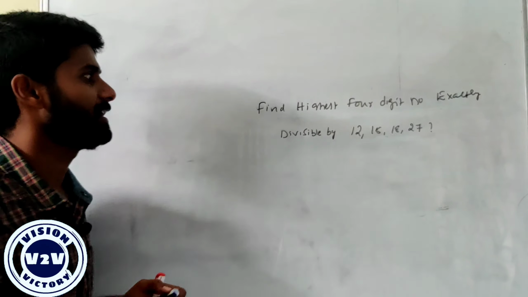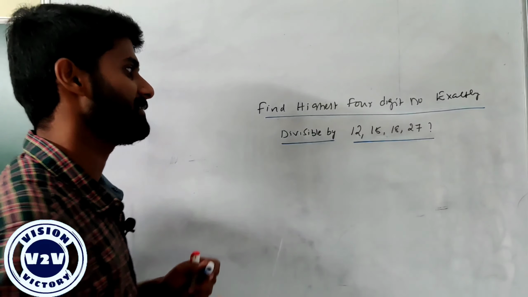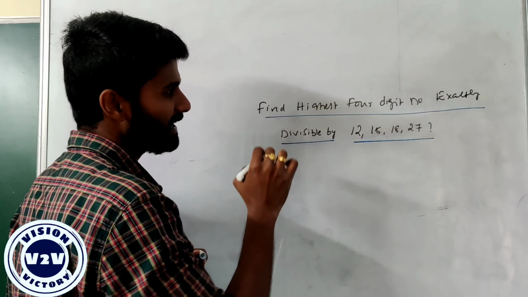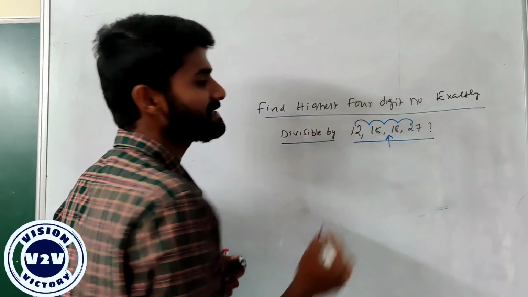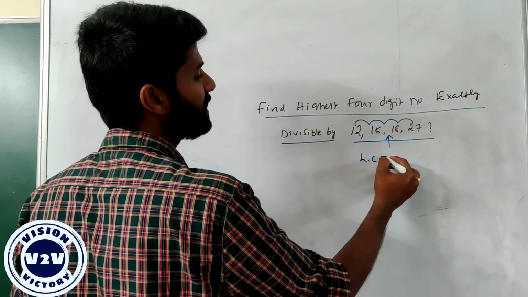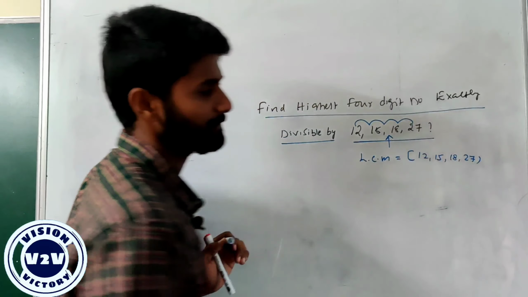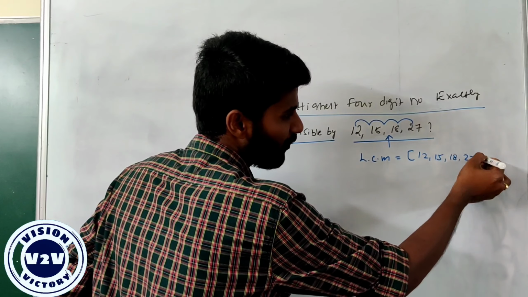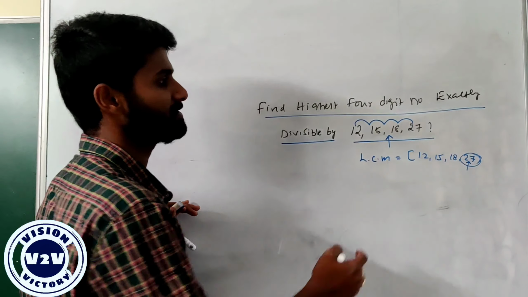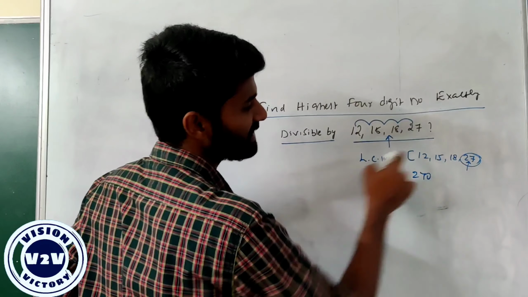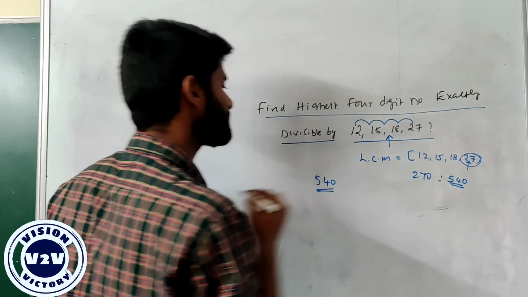Okay, let's see the question. Find the highest 4-digit number exactly divisible by 12, 15, 18 and 27. First, if you want a 4-digit number exactly divisible by these numbers, it means these numbers have a common multiple. The common multiple means we need to find the LCM of 12, 15, 18 and 27. If you want a common multiple, focus on the highest number, which can decide the common multiple of all these numbers. See, 270 is not divisible by 12. The next number is 540, so the LCM of all these numbers is 540.